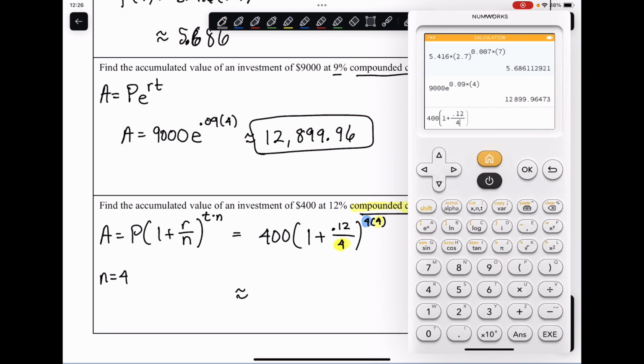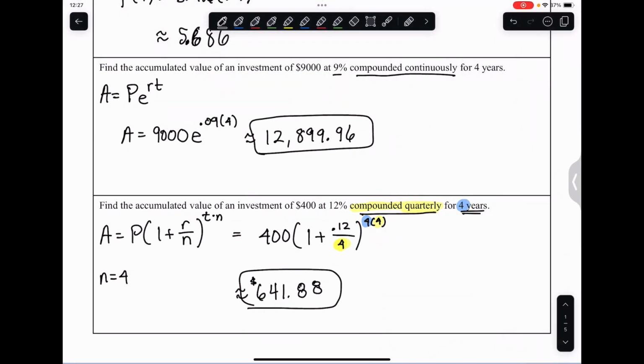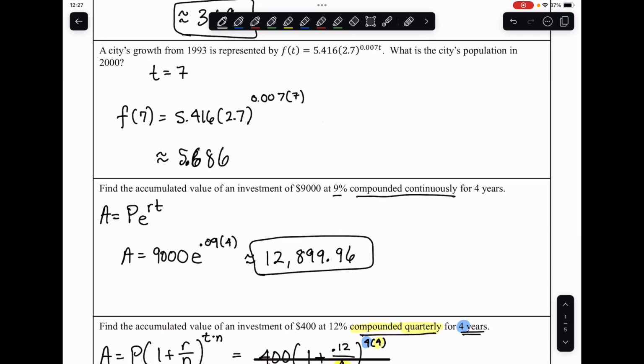And let's move to the right and close that parentheses. And let's put the exponent of 4 times 4. And our estimated value is $641.88. So that's how much the accumulated value of this $400 investment will be if it's compounded quarterly for 4 years at 12%. Okay, moving on to the next part.